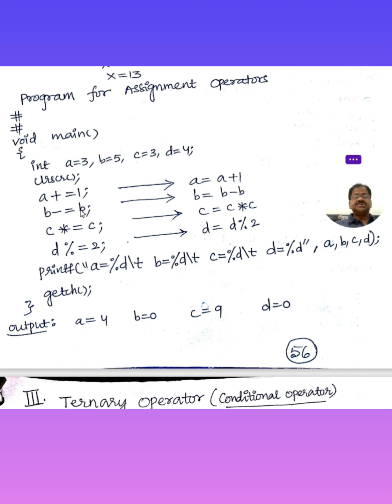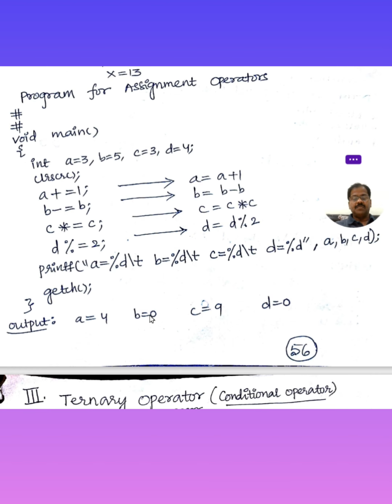Like that. B minus minus is equal to B means B is equal to B minus B. What is the B value? 5. 5 minus 5, 0. B value is 0. Like that, we write the program.